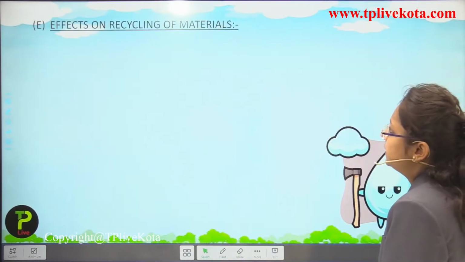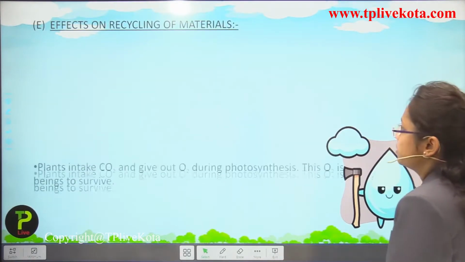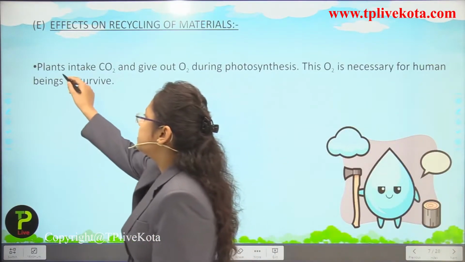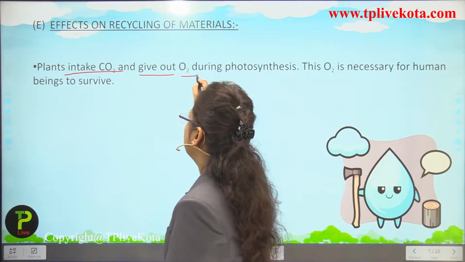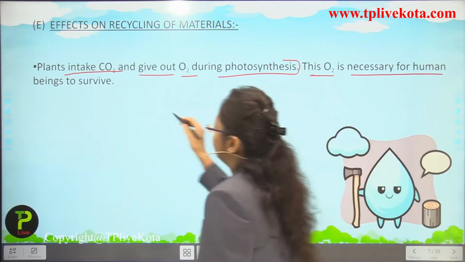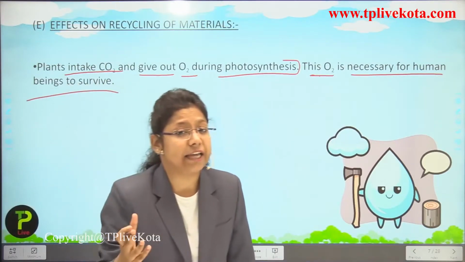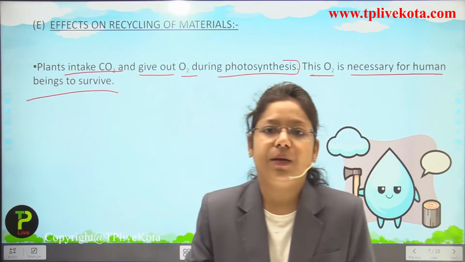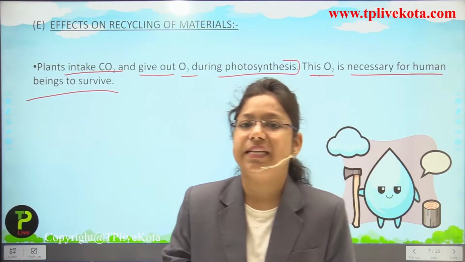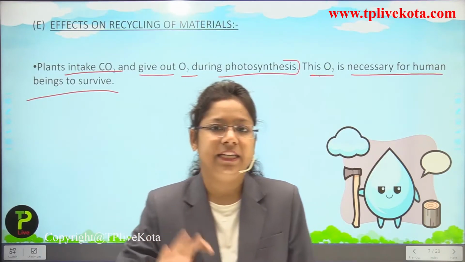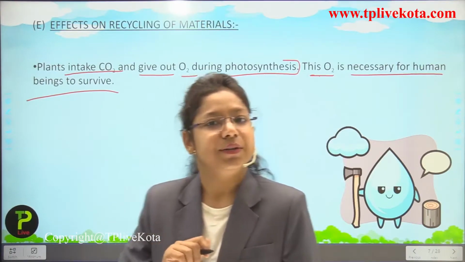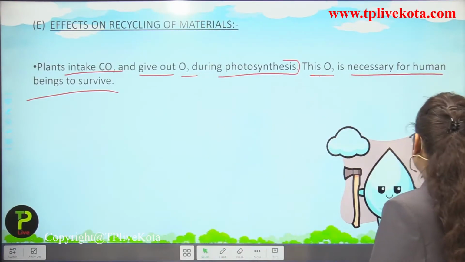Now, next is effect on recycling of the materials. What are the effects on recycling of the materials? First, plants take in carbon dioxide and give out oxygen during photosynthesis. This oxygen is necessary for a human being to survive. So, for a human being to survive, this type of process is necessary. Plants take in what? Carbon dioxide and give out what? Oxygen. So, we take in what? Oxygen to survive. So, this is the whole process.